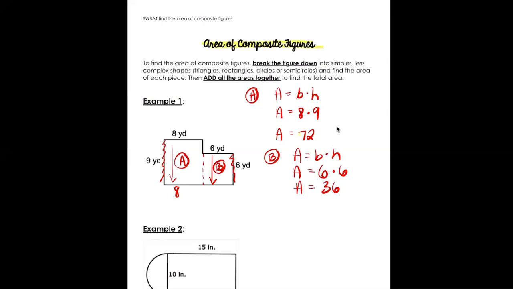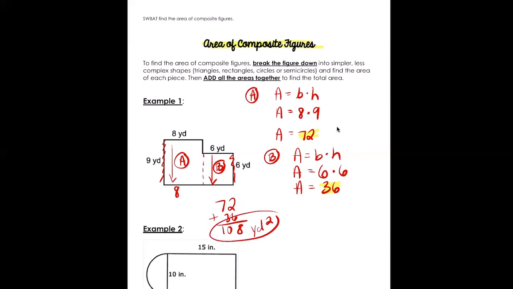So we have 2 areas, 72 and 36. To find the area of this L-shaped figure, we now push these 2 together. 72 plus 36 is going to be 108. So the area of this L-shaped figure is 108 yards squared. Area is 2-dimensional, so the units are squared, okay?